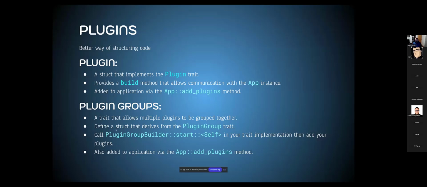Okay, so you define a struct. It derives from the plugin group. We call start on the builder. We then add the plugins until we have all the plugins, and then we just return that.